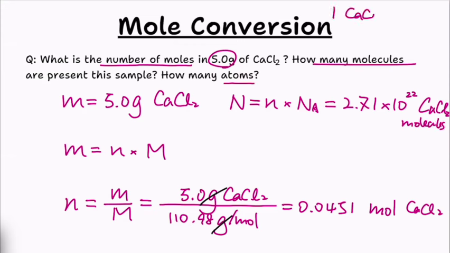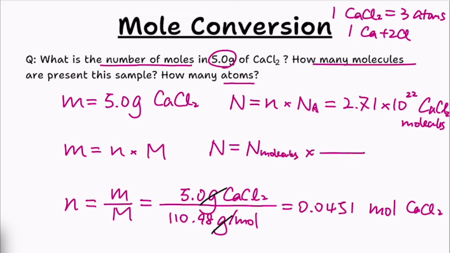In 1 calcium chloride particle, you have 1 calcium and 2 chlorine atoms, which means in total you have 3 atoms in 1 calcium chloride molecule. So the number of atoms will be equal to the number of molecules multiplied by 3 atoms per molecule. This will be equal to 8.14 multiplied by 10 to the power of 22 atoms.